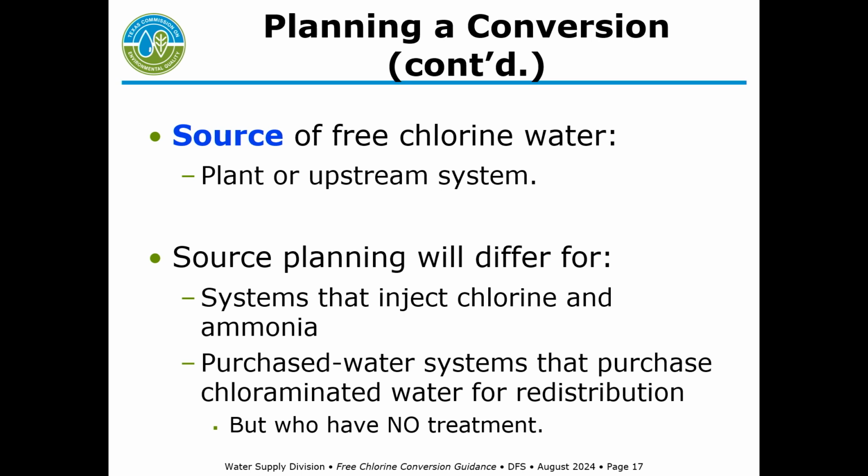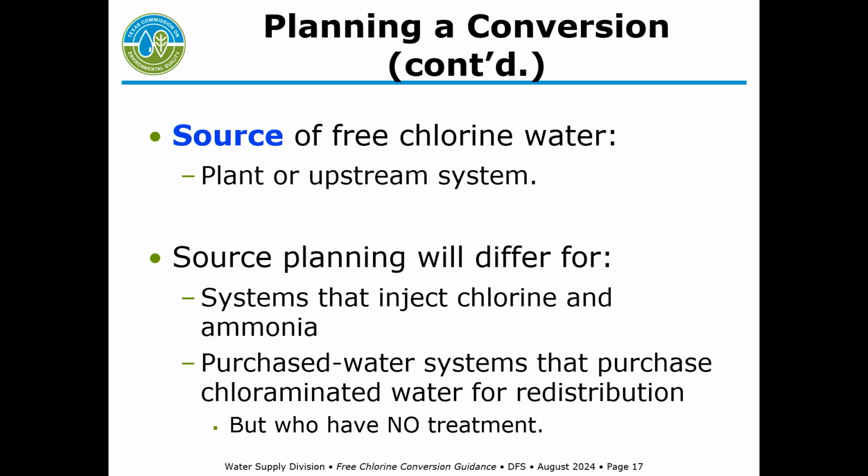So you need a source of free chlorine water. It can either be your plant, or you can get the upstream system, if it's yours, or wholesalers to provide free chlorine for this. And, as we've already noted, the planning is going to be different if you are the system that injects chlorine and ammonia to create monochloramine versus the purchase water systems that purchase chloraminated water for redistribution, particularly if they have no treatment of their own.